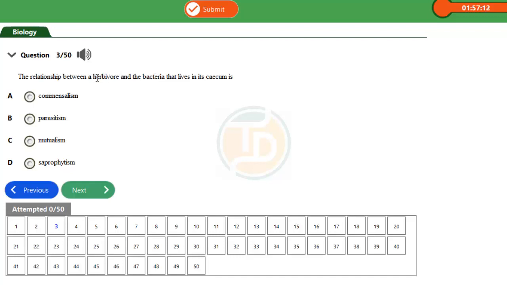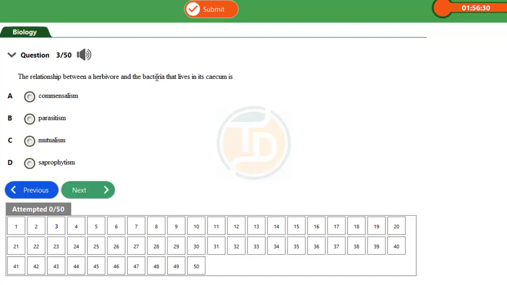In a way, it means the herbivore and the bacteria are living in a relationship known as mutualism, because the organism which is a herbivore does not have enzyme known as cellulase. The enzyme known as cellulase helps to digest the cellulose in the plant that the herbivore has eaten. Therefore, it's the work of the herbivore to eat the cellulose containing material, which is later digested by the bacteria.